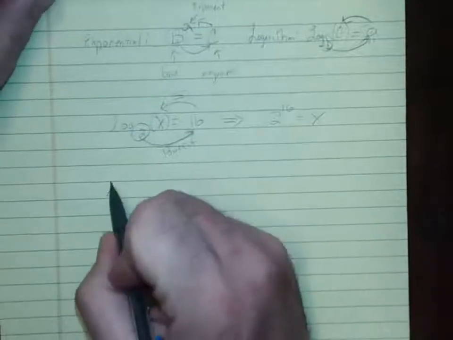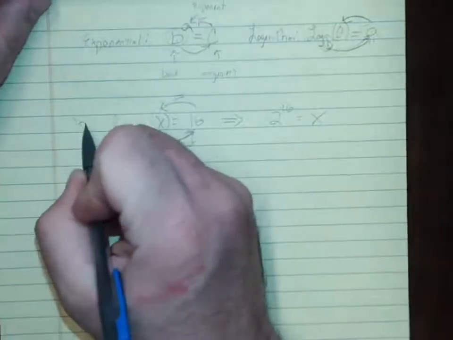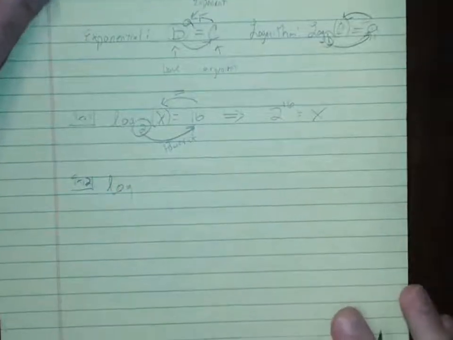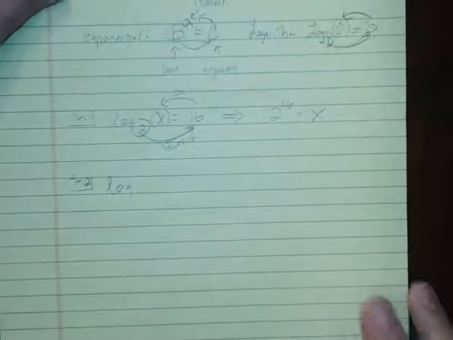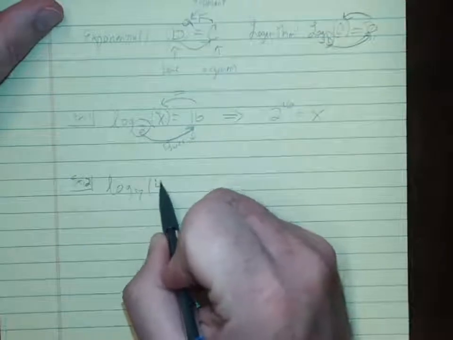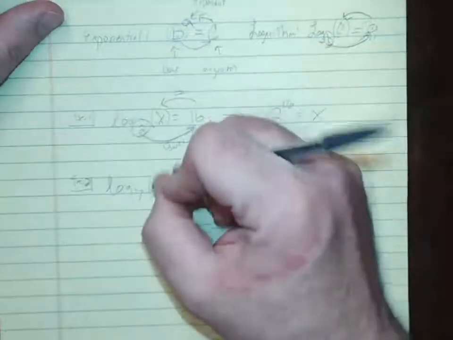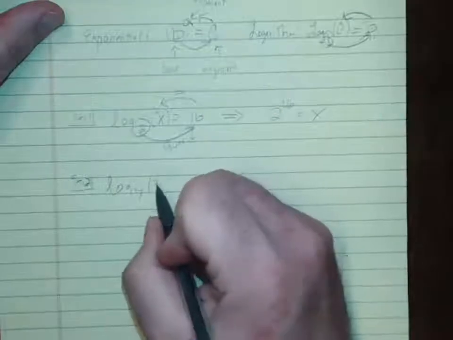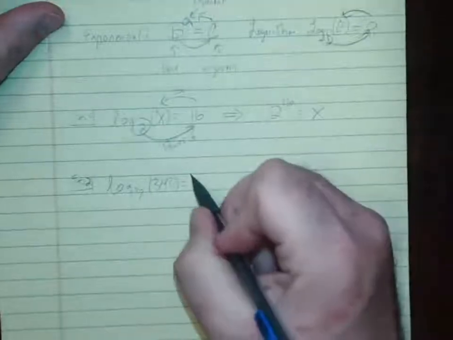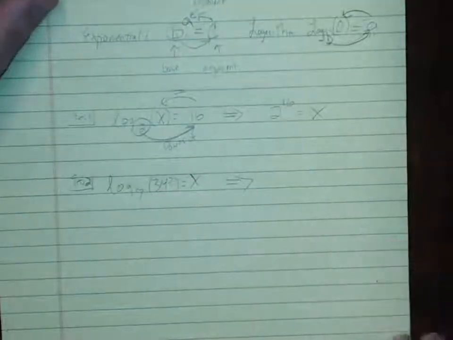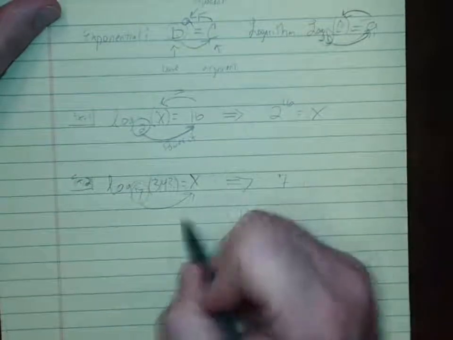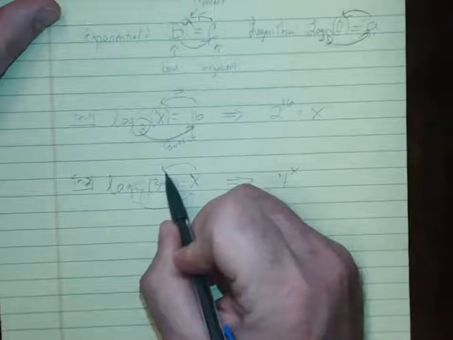Let me do another one for you. I can call these examples 1 and 2. A little messy, sorry there. So let's say the log base 7 of 343 equals x. If I wanted to write that in exponential form, I always start with the base, 7, raised to the power of x equals 343.